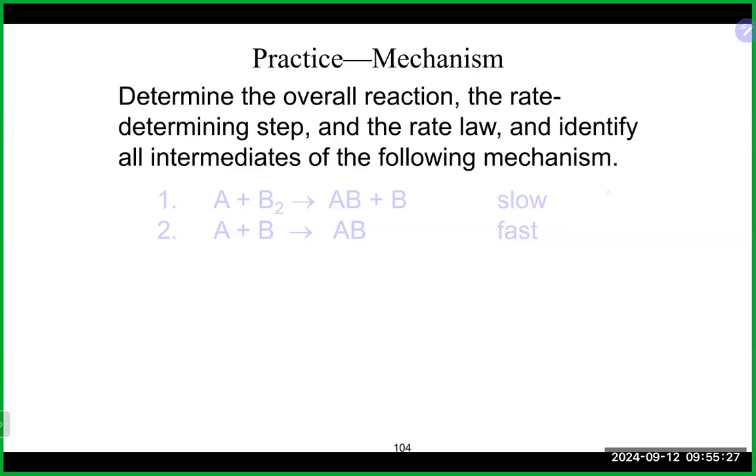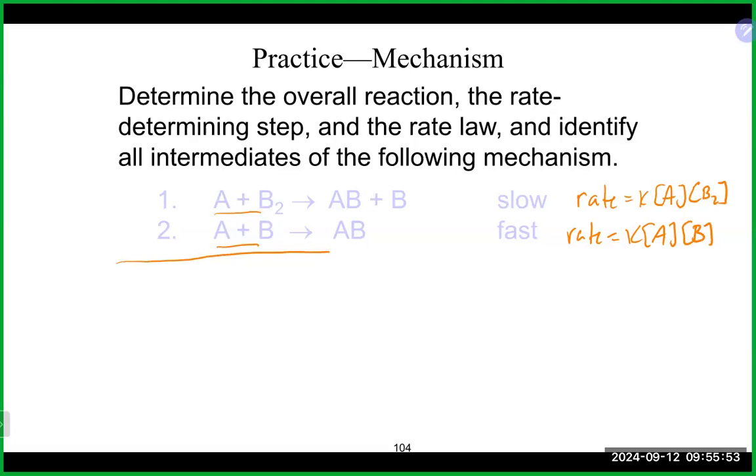So we definitely can write rate laws for each of these. For the first step there, the rate would equal k[A][B2]. For our second step there, the rate would equal k[A][B]. Again, because this is a mechanism, we can write a rate law for each of these steps using the coefficients and obviously just the reactants.